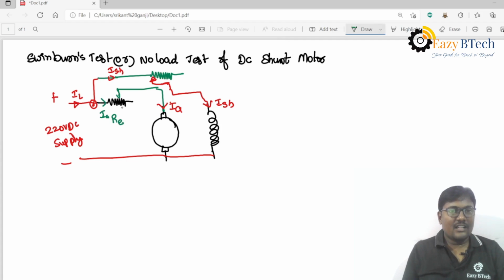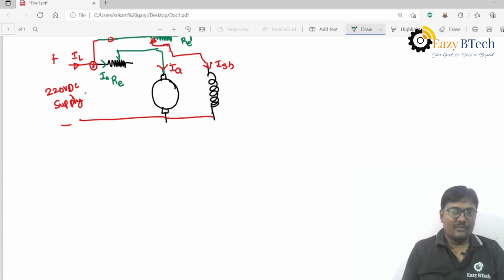We are connecting an external resistance in series with the armature, as well as an external resistance in series with the field. Why are we connecting an external resistance in series with the armature? We know that IA is equal to V minus EB divided by RA. Initially, when the motor is in off condition, EB is equal to 0 and V by RA, a heavy current flows through the armature winding, and it will be damaged. So we are connecting an external resistance, and this is a variable resistance.